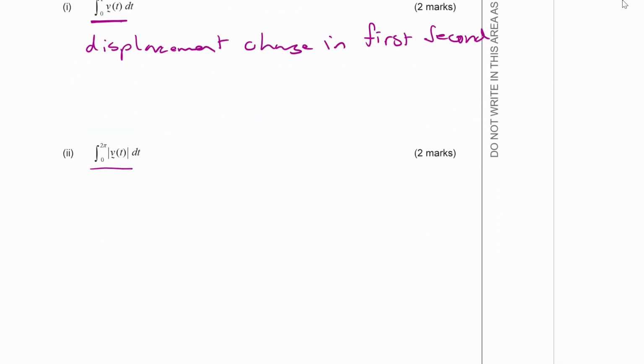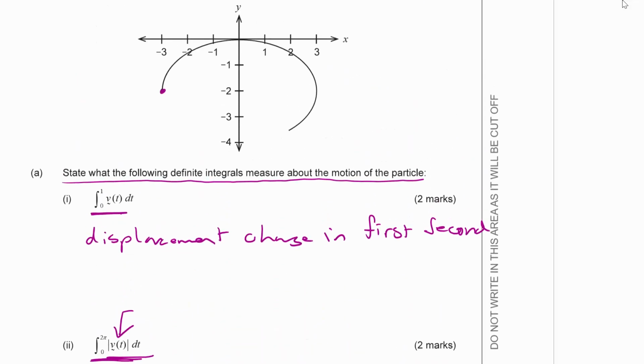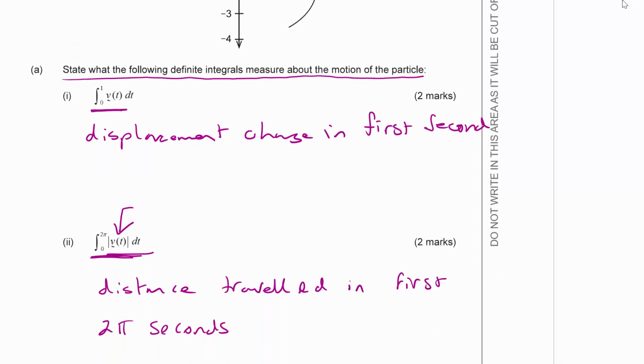Here we have 0 to 2 pi, and this time it's the modulus of the velocity. That's going to be the distance rather than the displacement travelled in the first 2 pi seconds. Now, if we look back at the function, sine t and cos t both have a period of 2 pi. So it's one complete cycle.